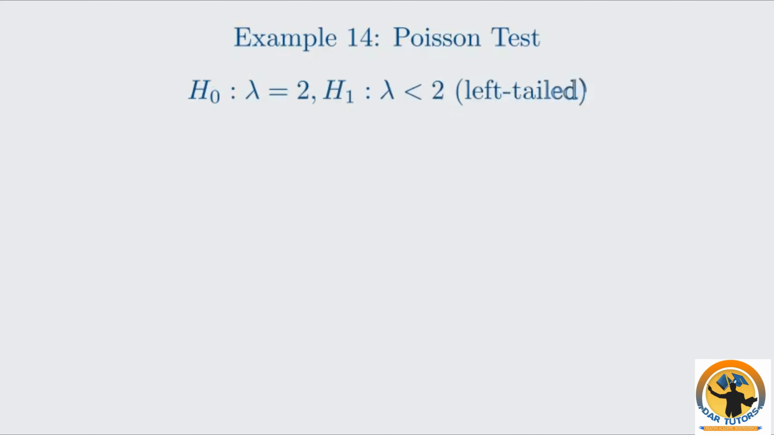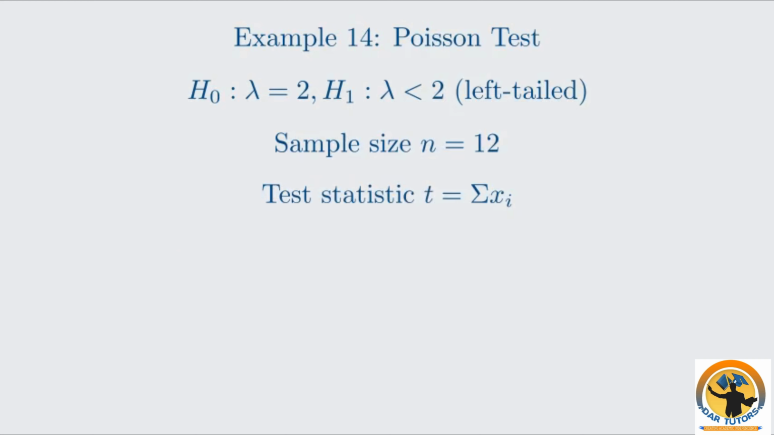The concepts of type 1 and type 2 errors extend beyond z-tests and the normal distribution. Let's look at an example involving the Poisson distribution. In example 14, we test H naught: lambda equals 2 against H1: lambda is less than 2. We use a sample of 12 values, and the test statistic T is the sum of these 12 values. The decision rule is to reject H naught if T is less than or equal to 16.